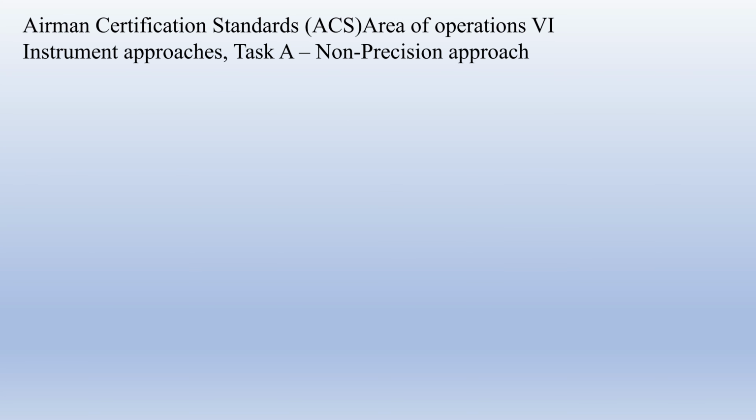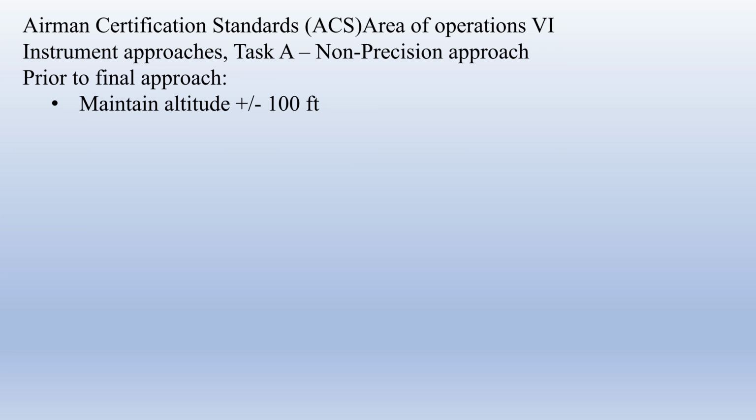So to determine when you can consider yourself proficient at these approaches, you want to use the Airman Certification Standards for the instrument rating. It is Area of Operations 6, which is instrument approaches, Task A, which is non-precision approaches, which this approach is considered a non-precision approach. Prior to the final approach fix, it's just like any other instrument approach.